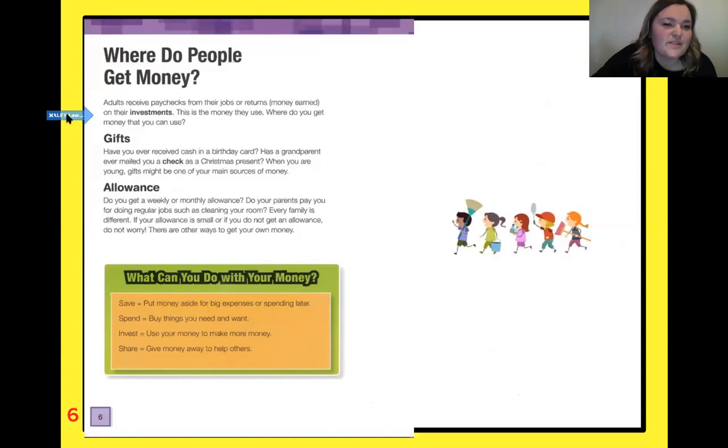Gifts. Have you ever received cash in a birthday card? Has a grandparent ever mailed you a check as a Christmas present? When you are young, gifts might be one of your main sources of money.